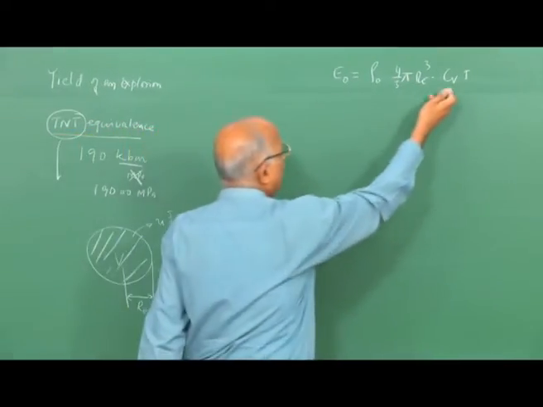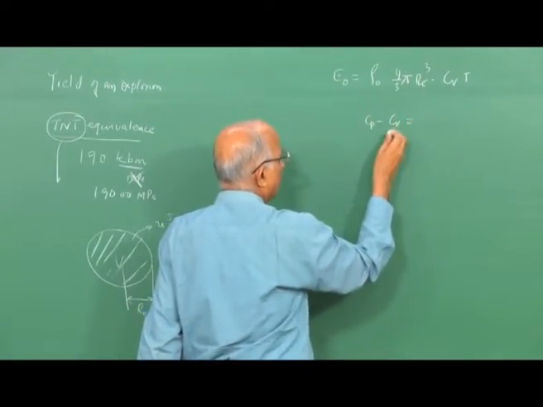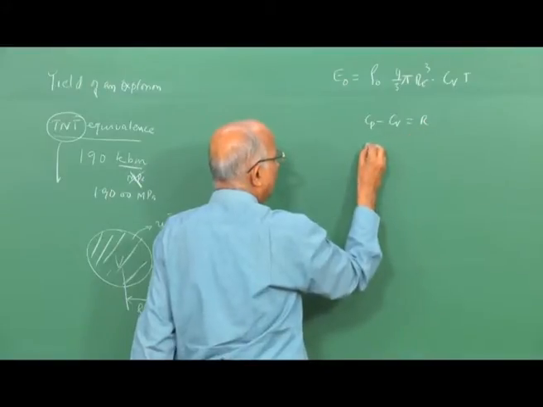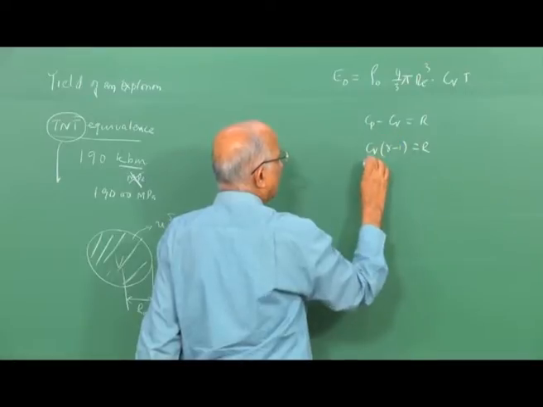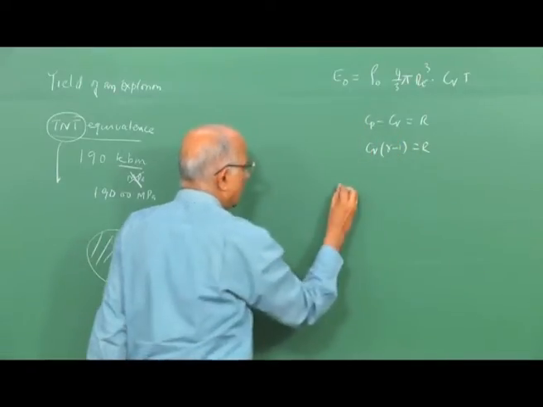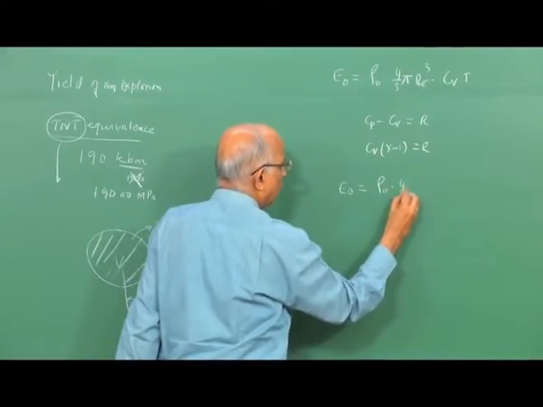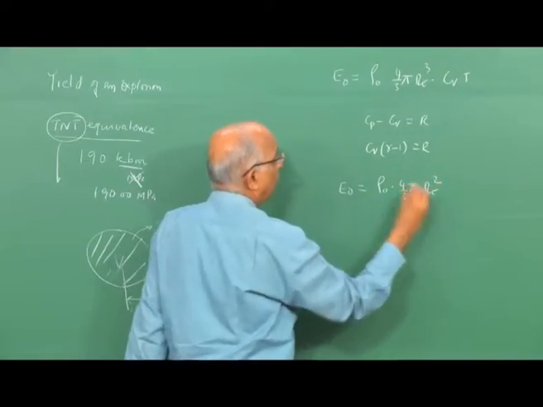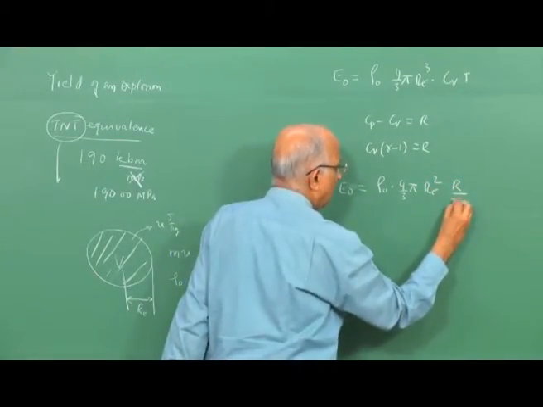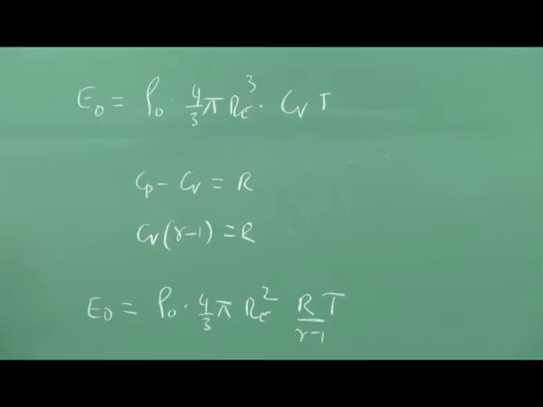See, we have been looking at CV earlier. We said Cp, specific heat at constant pressure, minus specific heat at constant volume, is equal to R. Taking Cv outside, I have gamma minus 1 is equal to R. Therefore, I can write Cv is equal to R over gamma minus 1, and therefore, the energy is equal to rho 0 into 4 upon 3 pi Re cube into R divided by gamma minus 1 into T.